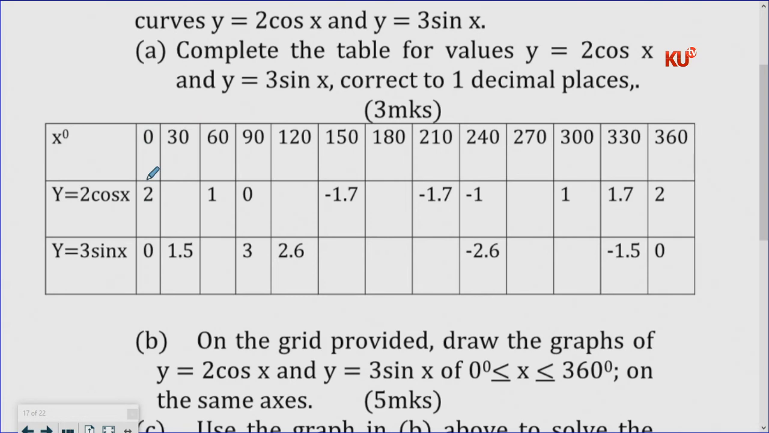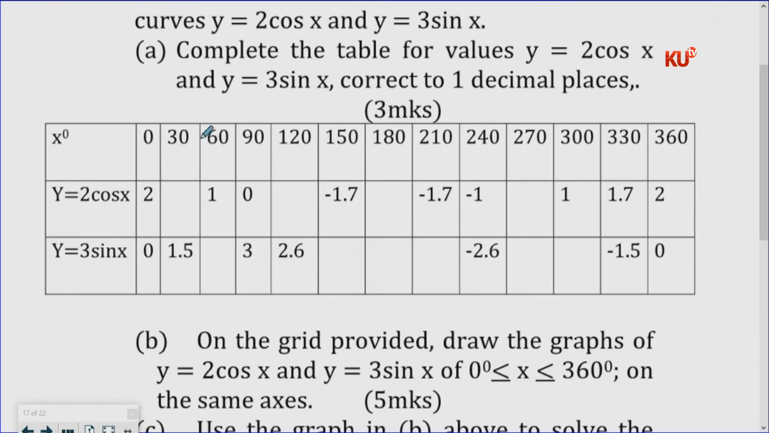If I work out 2 cos 0, the answer should be 2. And it is true, 2 cos 0 is 2. Now let's move on to the next angle, 30. So you replace x with 30. You'll have 2 cos 30.